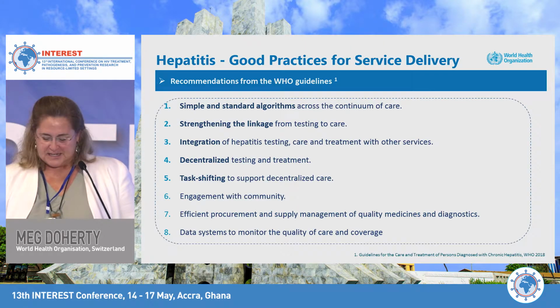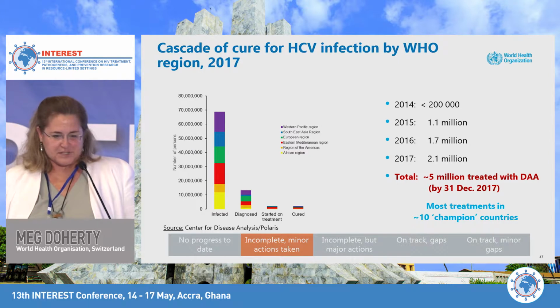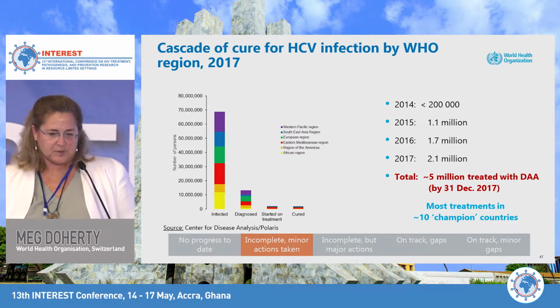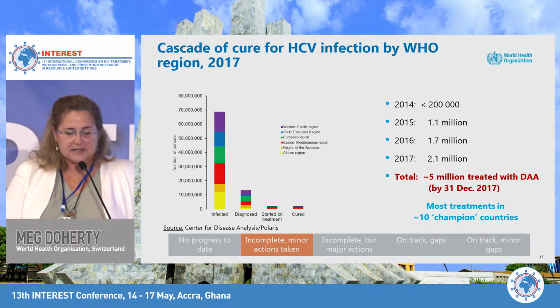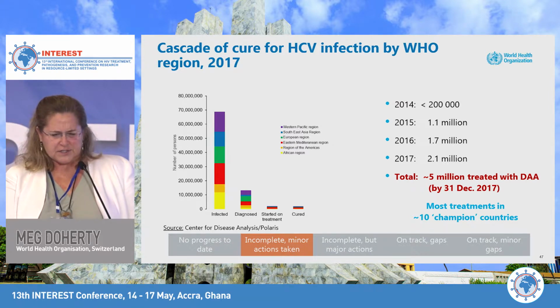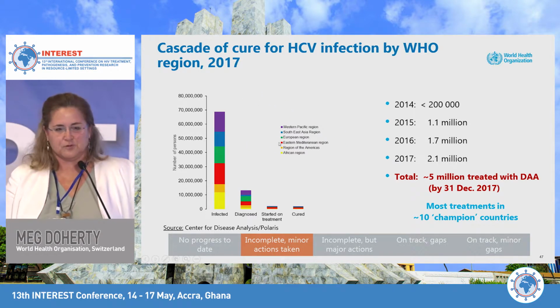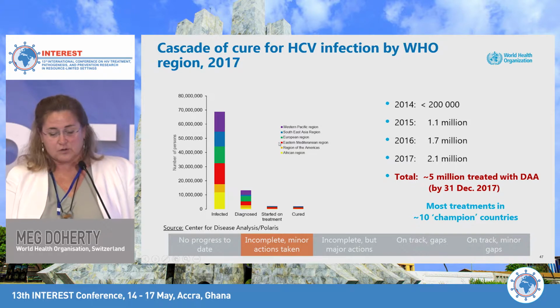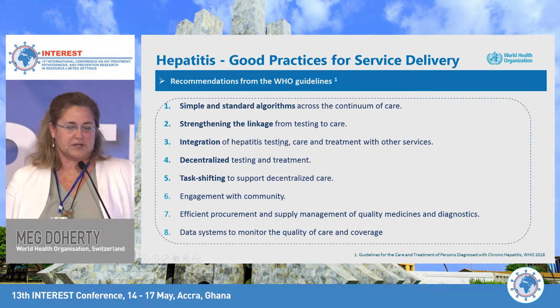For hepatitis C, same situation. We have about 5 million people now being treated with the direct-acting antivirals. Most of them are in 10 champion countries, but we have a huge number of people to be able to reach, to be able to actually control hepatitis C and look for elimination.